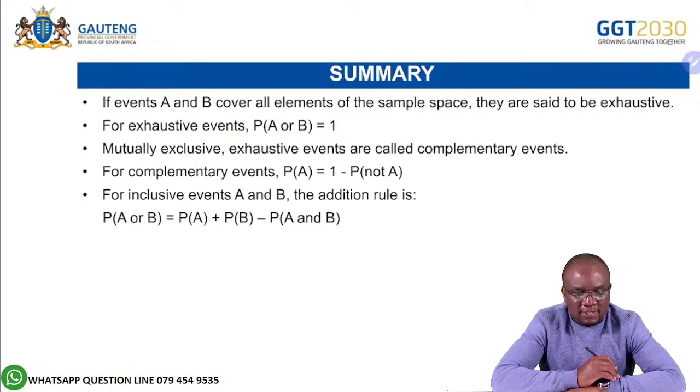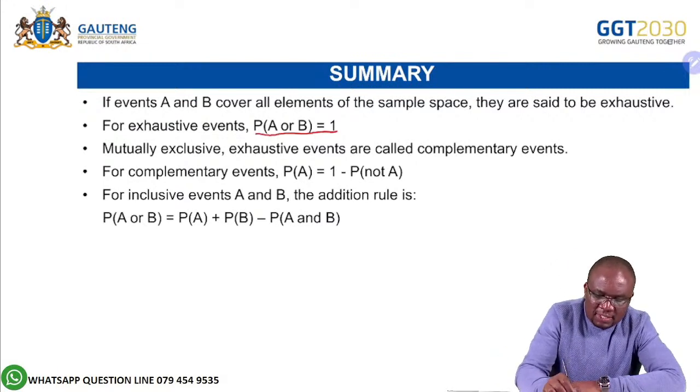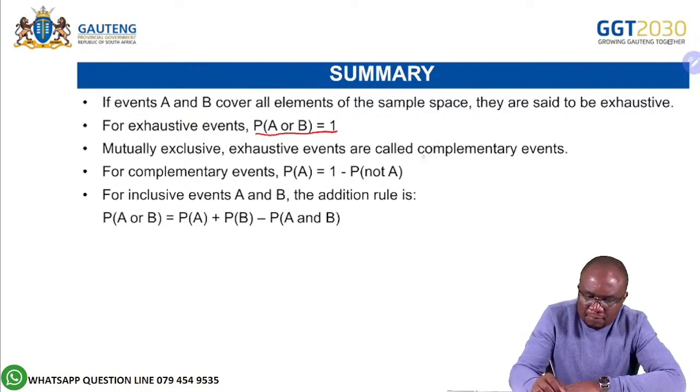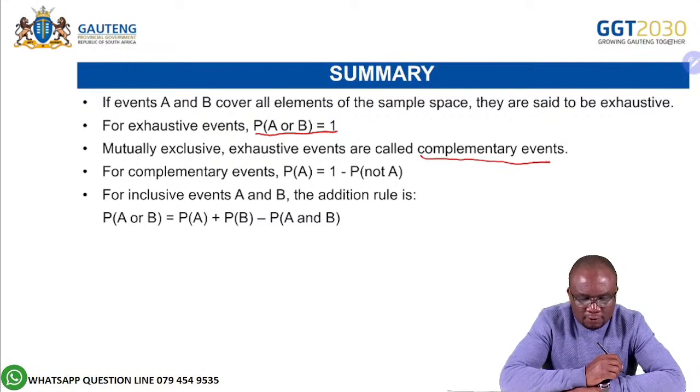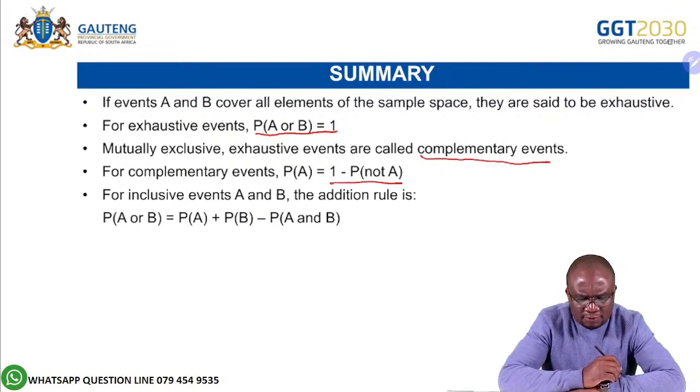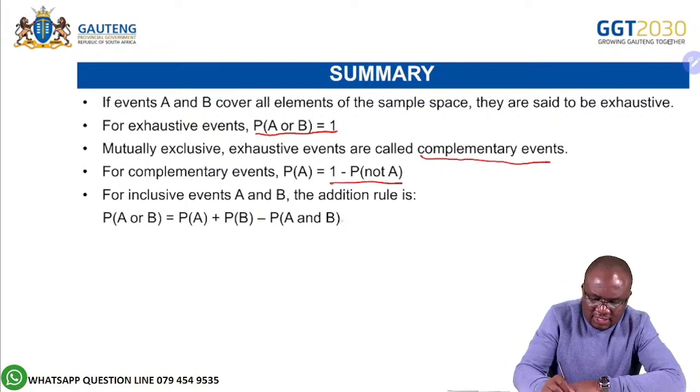Okay, this is the summary. If events A and B cover all elements of the sample space, they are said to be exhaustive. For exhaustive events, the probability of A or B is equal to 1. Mutually exclusive exhaustive events are called complementary events. And then for complementary events, the probability of A is equal to 1 minus the probability of not A. Please take note of that. For inclusive events A and B, the addition rule is like this.